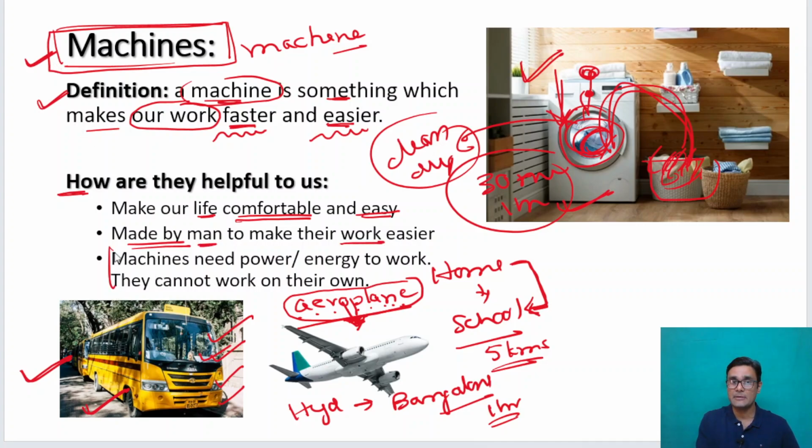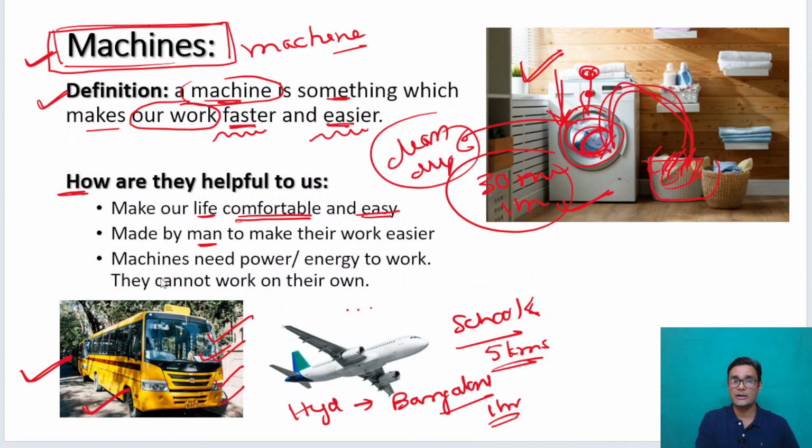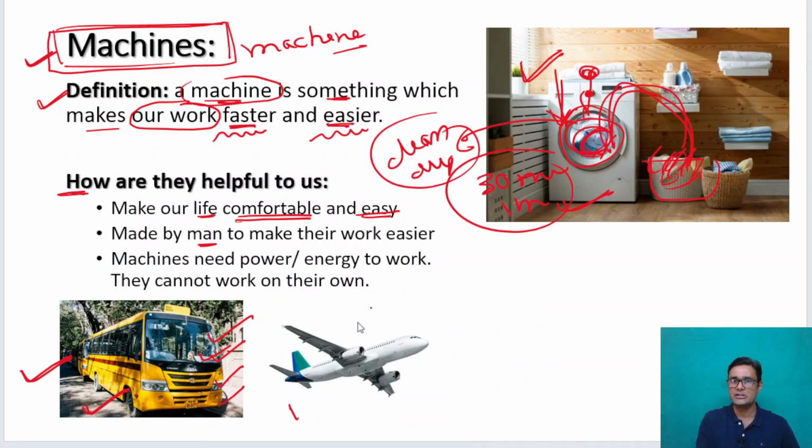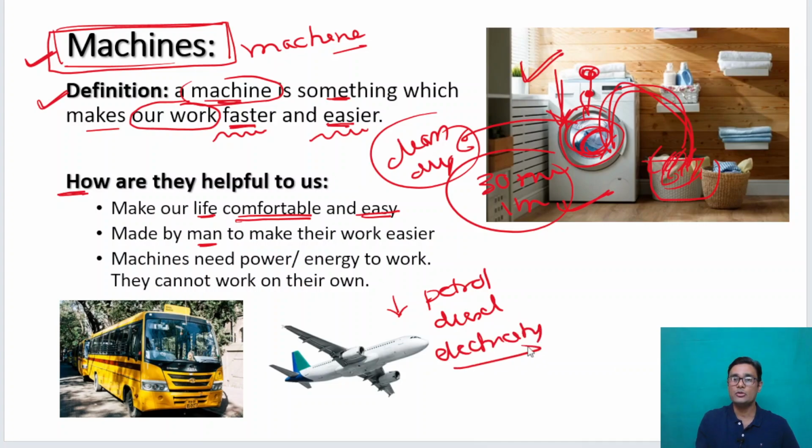And always remember, machines require power, energy to work. They cannot work on their own. You also require energy. You also have to eat rice or chapati to get energy. Like that only machines also require energy. Energy in the form of petrol, energy in the form of diesel, energy in the form of electricity. Only when you give petrol, diesel, electricity, only then the machines will work and make our life easy.